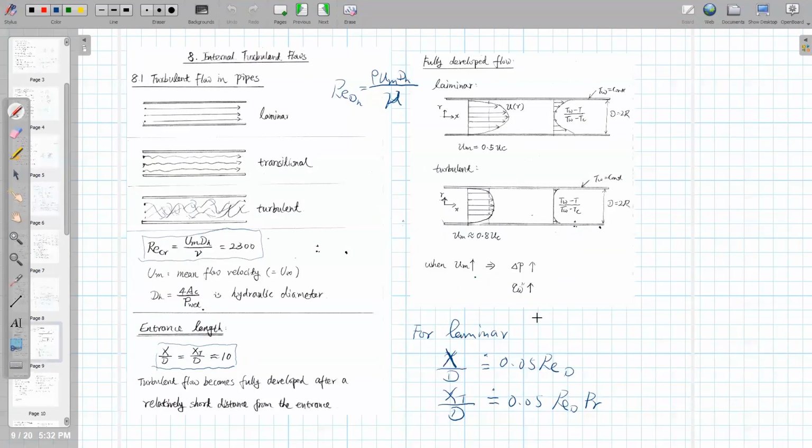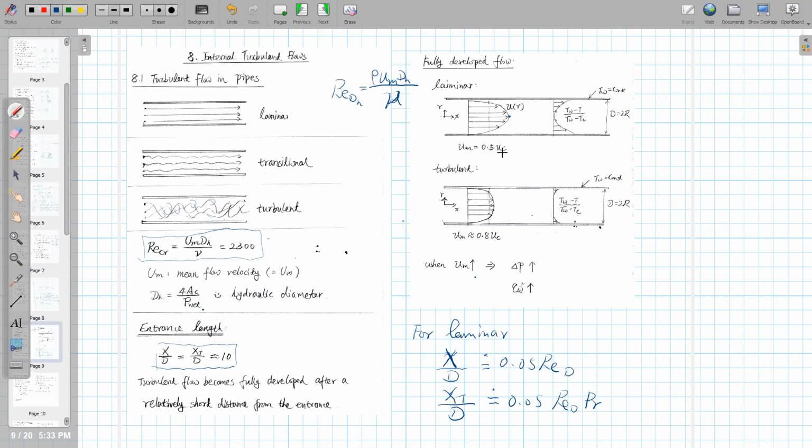All right, so this is for the developing flow. Let's look at the profiles of the fully developed flow. For fully developed flow, if you look at the velocity field for laminar, this is the laminar velocity profile, and it has the maximum velocity at the center line. We know that this maximum velocity, the center line velocity, is twice the mean velocity. This is from our analytical result we got before, right?